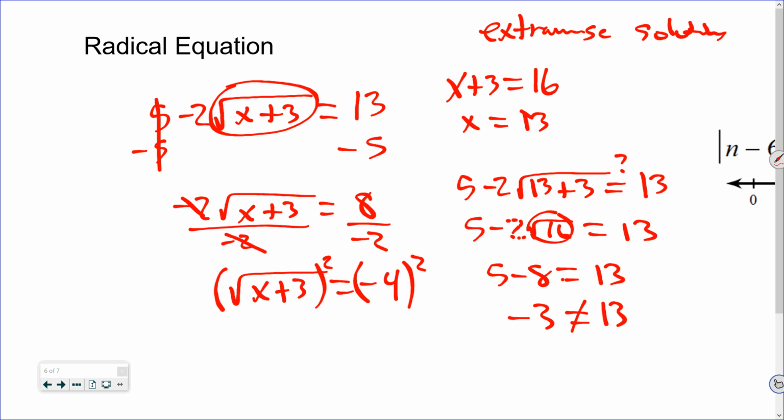So we come back up here. This is not a solution. It was the only possible solution. So if it doesn't work, we're going to say no solution.